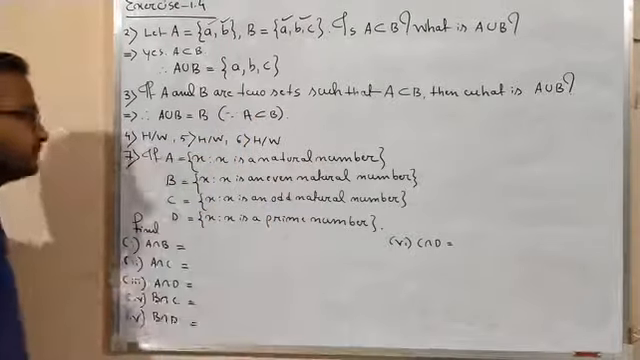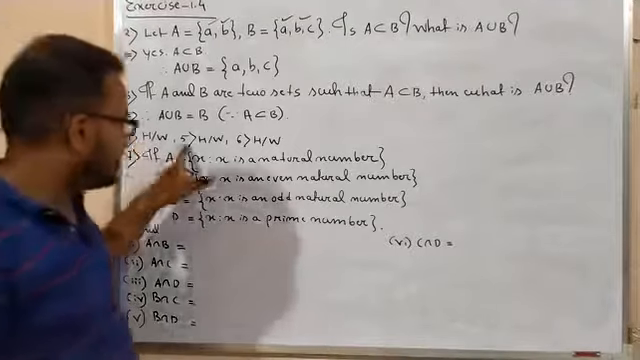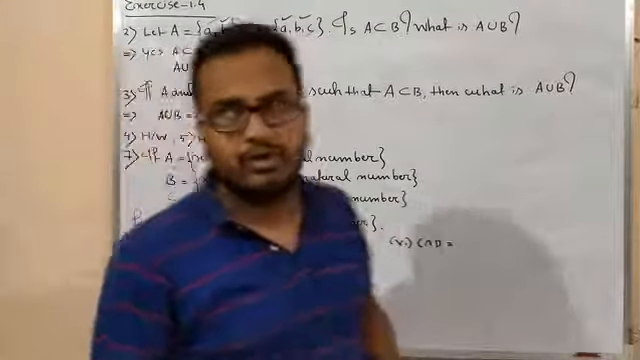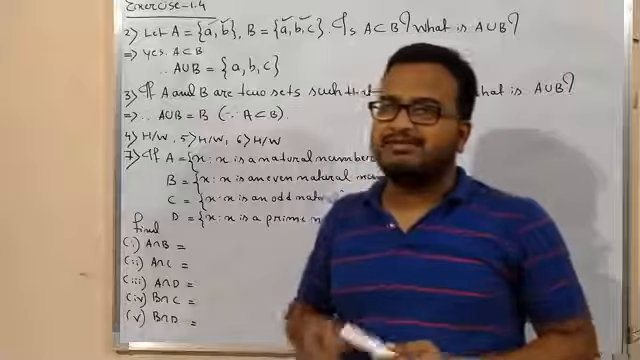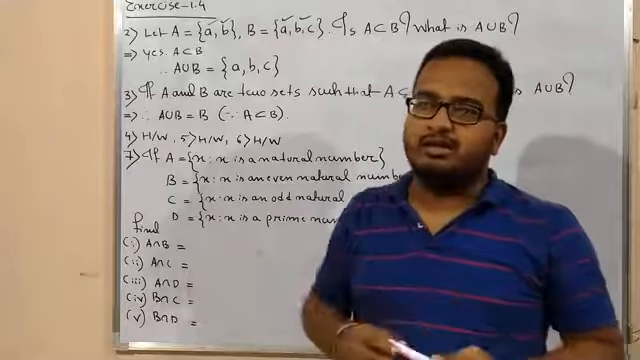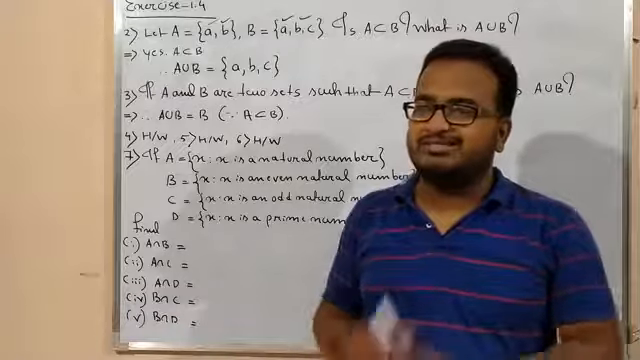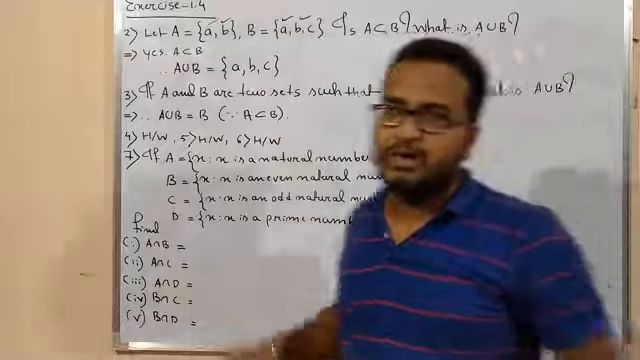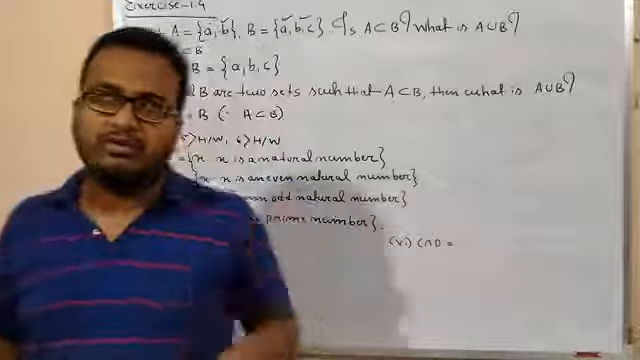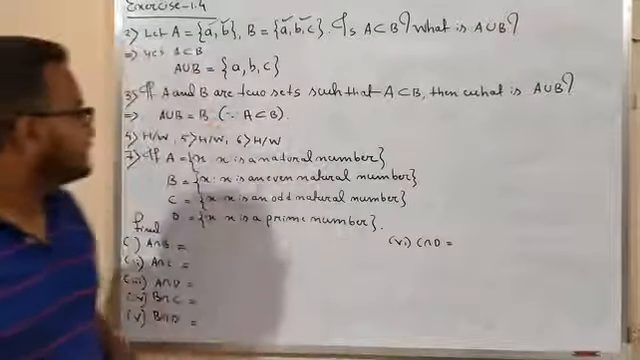It's easy. Now question number 5, question number 6 and question number 7 are homework for you, because in these some sets are given to you. You have to find the union of the sets and the intersection of both the sets. It's very easy, so try to solve it on your own. If you find any confusion, then you can ask me.